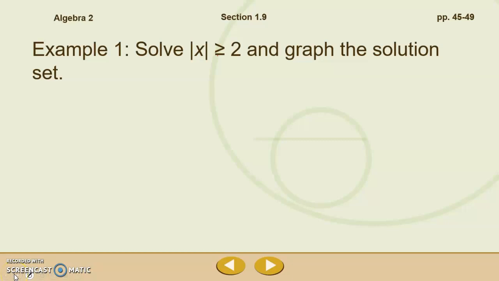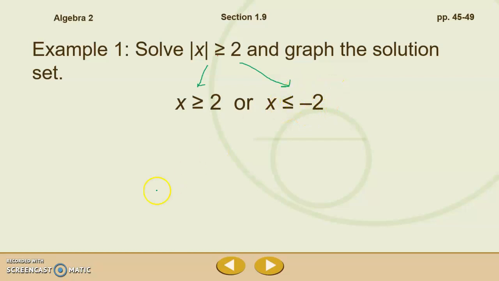Well, we know greater than or equal to means it's going to be all of the numbers that are more than 2 units away from the origin. So this would be 2, 3, 4, 5, 6, and negative 2, negative 3, negative 4, negative 5, and continuing. So the first thing we're going to do is write that as a compound inequality. We're going to write, first of all, x is greater than or equal to 2, and x is less than or equal to negative 2.